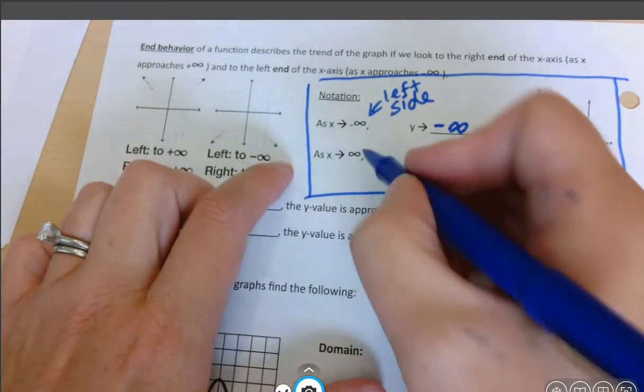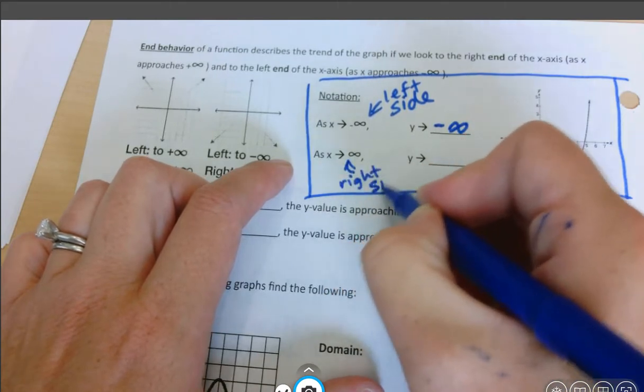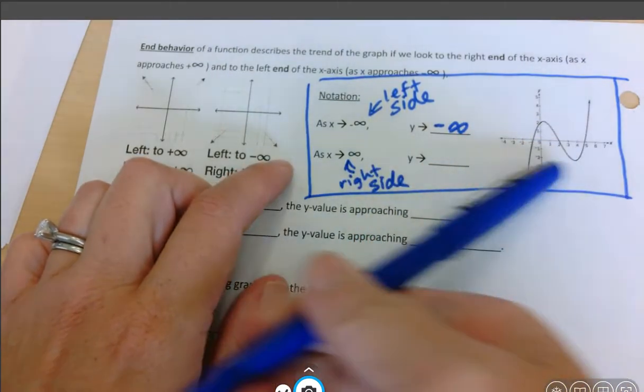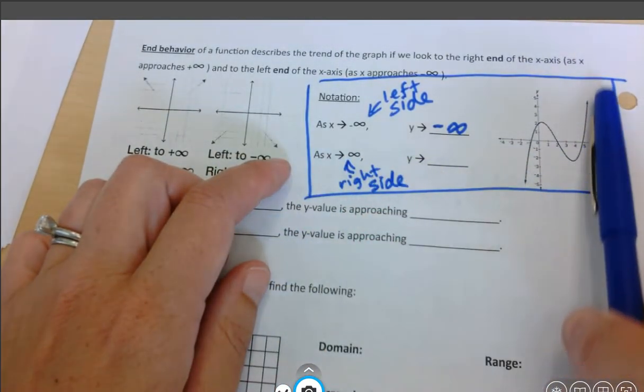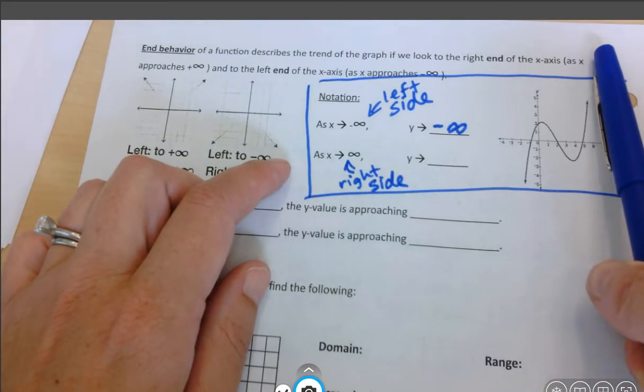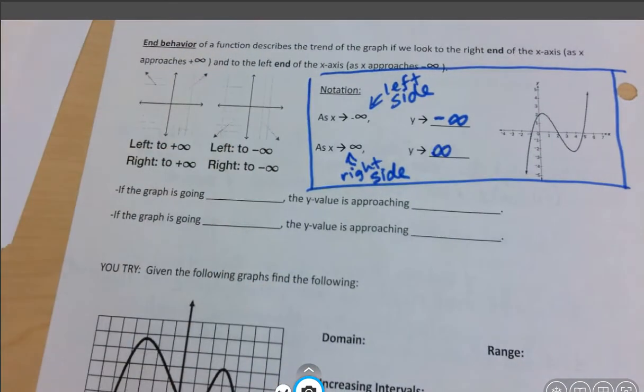This one's talking about the right side, okay? So on the right side of the function, as the x goes to the positive infinity, what's the y going to? It's going up, very good. So it's going to positive infinity. Now the nice thing about end behavior is that we always write it that same way. The only thing they switch up sometimes is sometimes instead of y, they write f of x. Remember that y is the same as f of x? So it could say y, or it could say f of x. That's the only thing different.